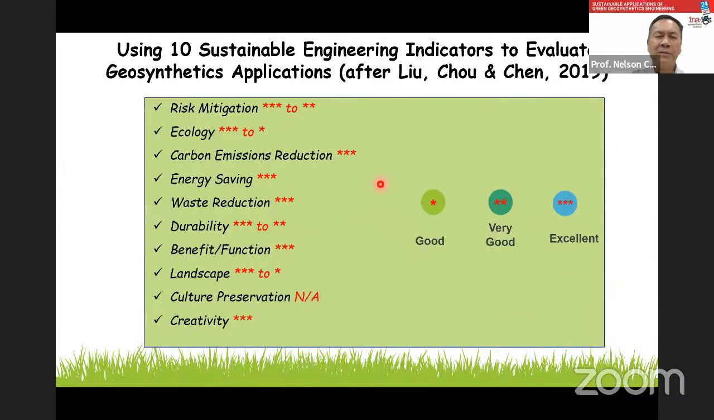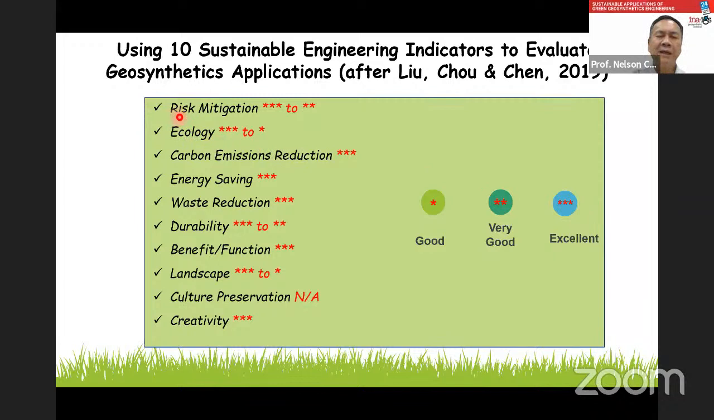Recently, we published a paper trying to use 10 sustainable engineering indicators to evaluate sustainable engineering. Those 10 indicators include risk mitigation or safety, ecology, carbon emission reduction, energy saving, waste reduction, durability, benefit or function of the use of the material, landscape, cultural preservation, and creativity. By using these 10 indicators, I evaluate the geosynthetic application, and I rank geosynthetic as either good, very good, or excellent, from 1 star to 3 stars.